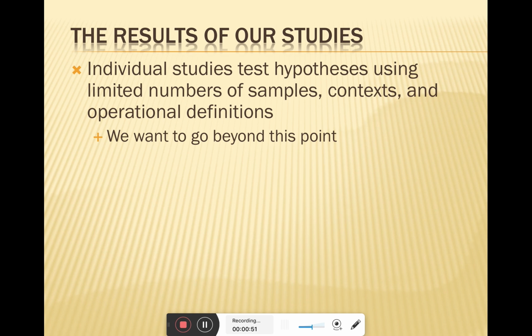So, in terms of our research studies, one of the things that we always have to keep in mind is the following. Each individual research study that we do tests a specific number of hypotheses. Those hypotheses use a very limited number of samples. They also use a very limited context or situation where the data has been collected. And third, they use a very specific and limited operational definition in terms of the way that we've defined our constructs of interest. So what we want to do is go beyond the point where we say, my research study only pertains to individuals who are between the ages of 18 to 25, who go to this specific university in this specific country, and who study for this specific number of hours.